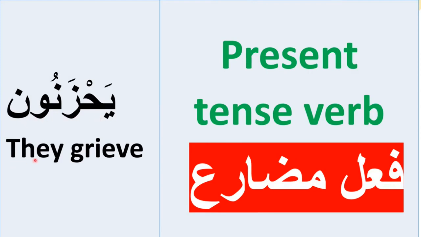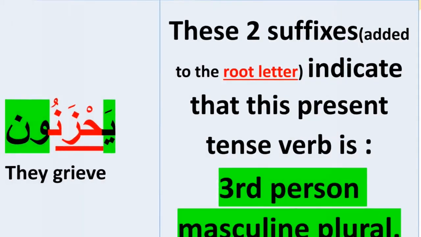يحزنون, they grieve. فعل مضارع, present tense verb. Ya and un: these two suffixes added to the root letters indicate that this present tense verb is a third person masculine plural.